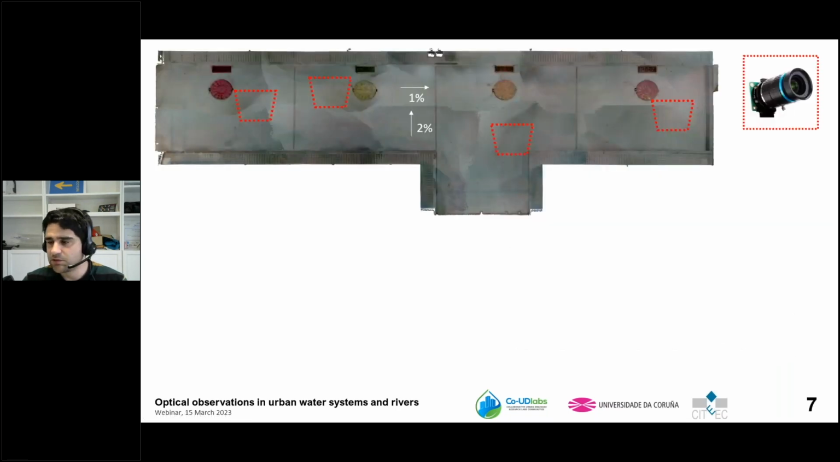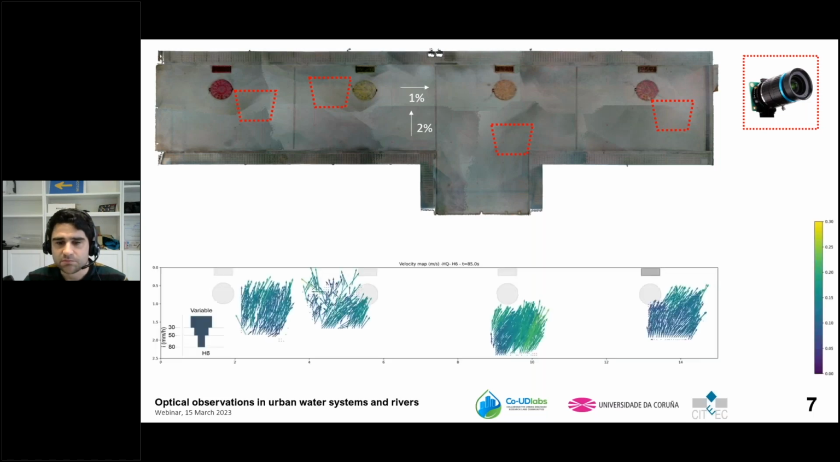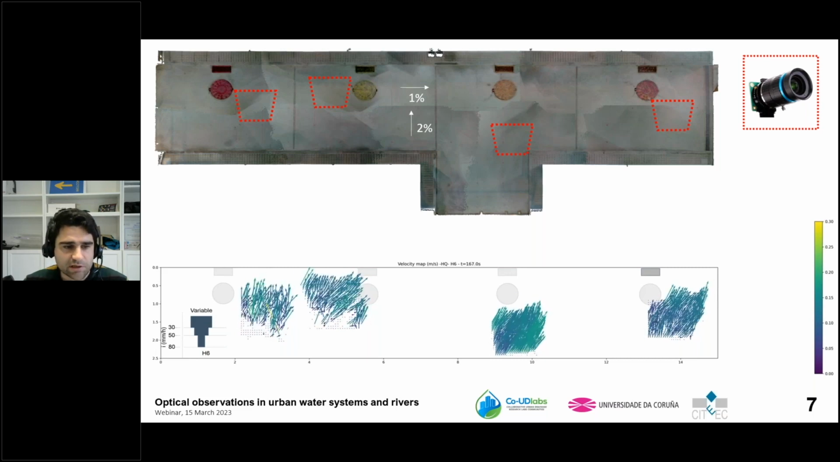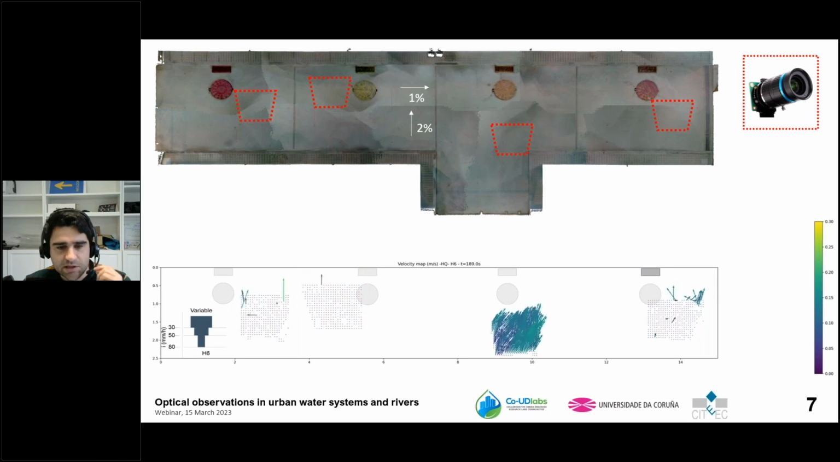If we do this with all the points that we are measuring, or framing with the lens, we can have some velocity distribution along the facility for a variable range of synthetic rain.